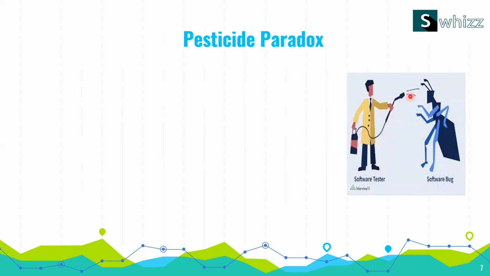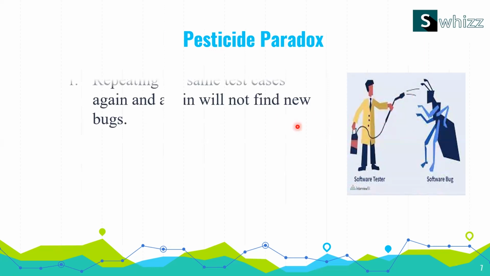What he is using is not exactly the pesticide available in the shop, guys. This is nothing but a review process that the software test engineer follows to get better performance, or a better way of executing testing on the build. So what the test engineer is applying as pesticide on the bug means: repeating the same test cases again and again will not find new bugs, right? Repeating the same test cases again and again will not find new bugs.